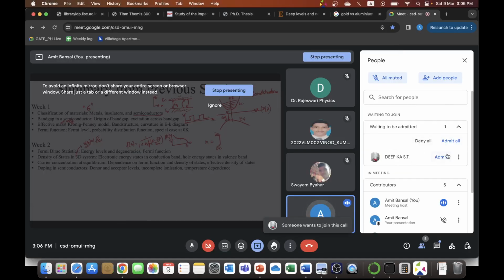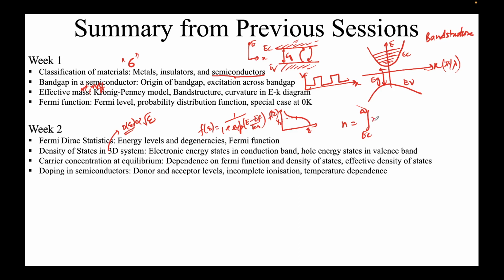If I simply integrate that, then integrate dE Fe dE. If you integrate that, we get a good expression given by something called NC exponent of EF minus EC over KT. Similarly, we found it for holes. So this is the carrier concentration at equilibrium. Remember that we are not applying any bias as of now. And this NC was called the effective density of states.